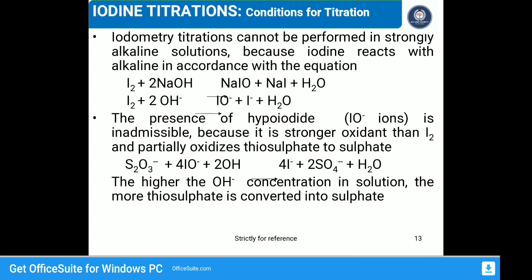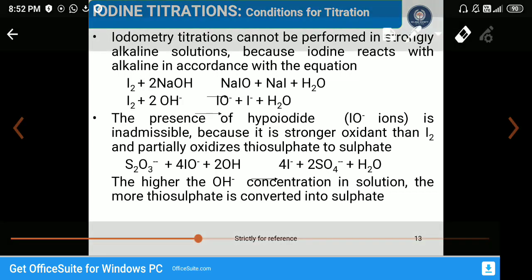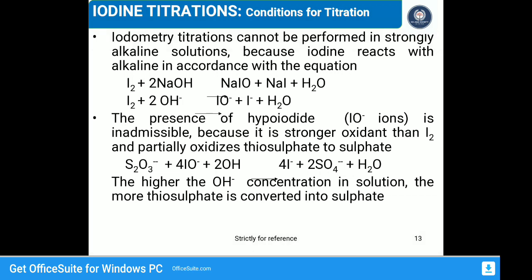The presence of this hypoiodide ion is inadmissible because it is a stronger oxidant than iodine and partially oxidizes thiosulfate to sulfate, which is very well explained by the reaction shown on the screen. The higher the OH minus concentration in solution, the more thiosulfate is converted into sulfate.